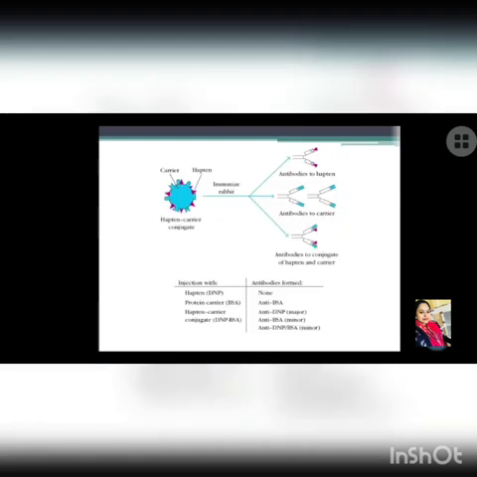Three types of antibodies are generated whenever a hapten-carrier conjugate is injected into a rabbit. There are antibodies against the hapten molecule, antibodies to the carrier molecule, and antibodies to the conjugate of hapten and carrier molecule. This table summarizes the immunization with the hapten-carrier conjugate. Whenever the hapten molecule is injected alone, no antibodies are formed, but when they are injected with a protein carrier or hapten-carrier conjugate, specific types of antibodies are produced. So this was all about haptens.